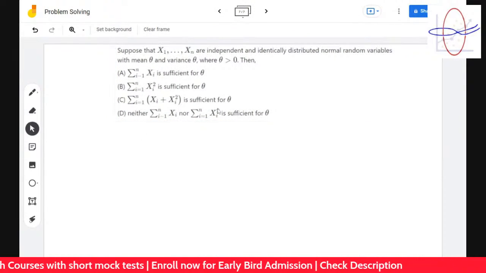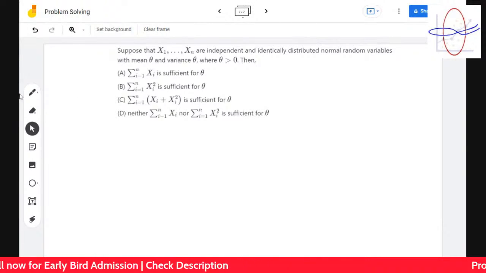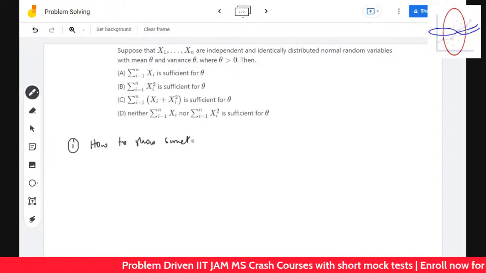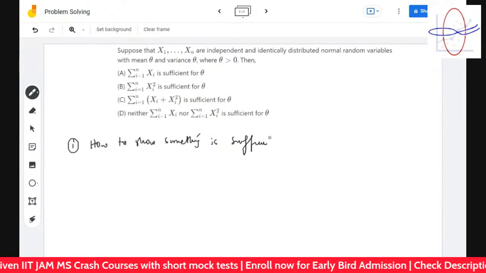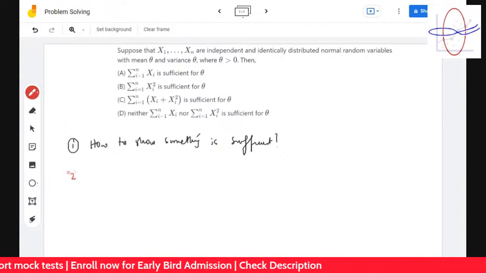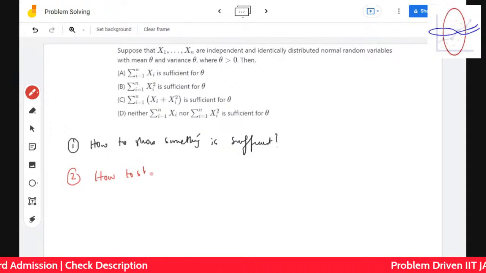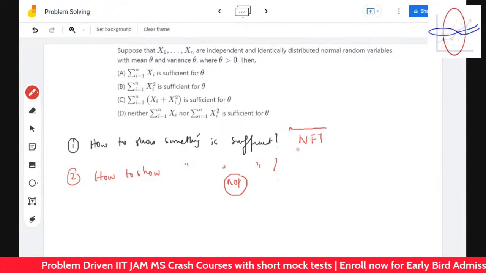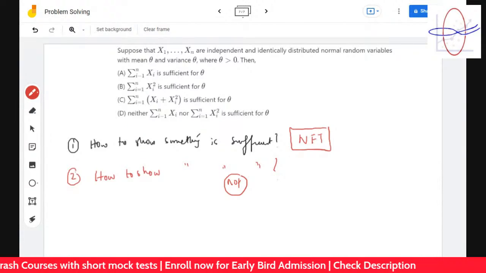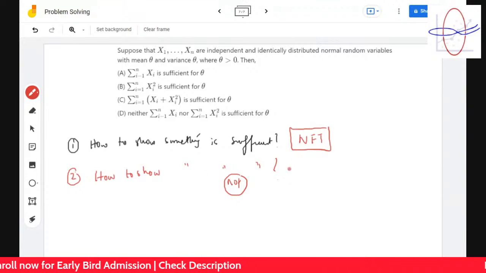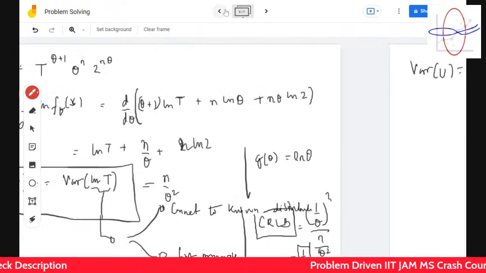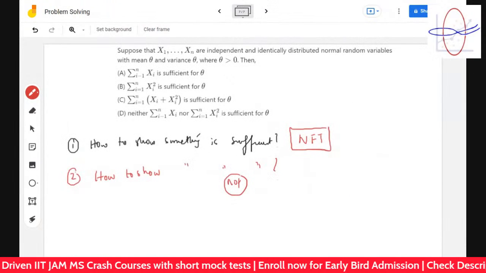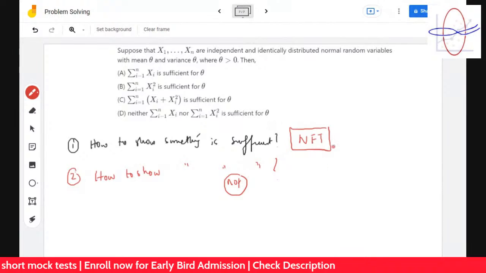Okay. So the question is that here two types of problem solving you are addressing. Number one, how to show something is sufficient. That we already know. But there's another problem here: how to show something is not sufficient. We know we can show sufficiency by NFT. But how to show that something is not sufficient? Any ideas, guys? So this is a problem I am using to tackle this idea. We have given the algorithm step by step over here. The question is how to show something is not sufficient. Any ideas? Let's check it.